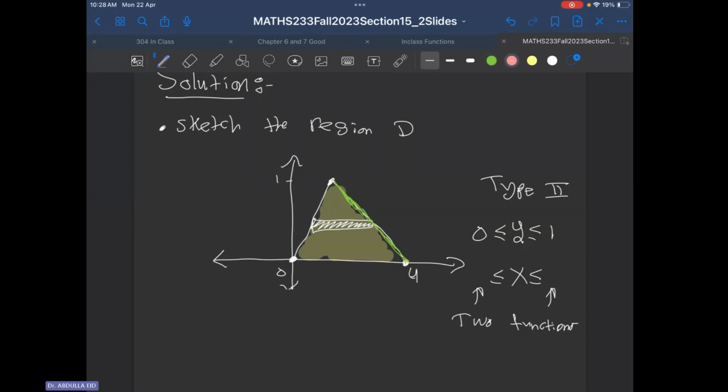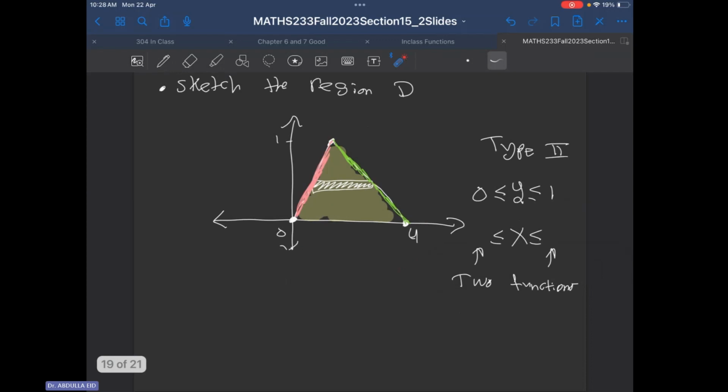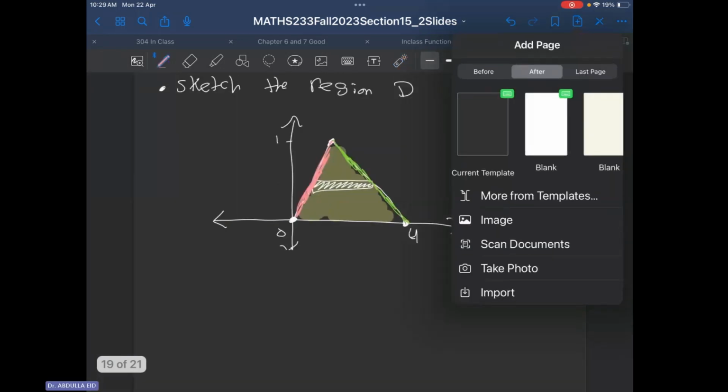And we need to find this function. I will do it in red. What is this function in terms of x? So I need to find it in terms of x. Now, how do we find the function? Of course, the function in green is a line segment, part of a line. So all we need to do is find the equation for the line, even the one in red. So let me go to the next page and find the equation of the line.